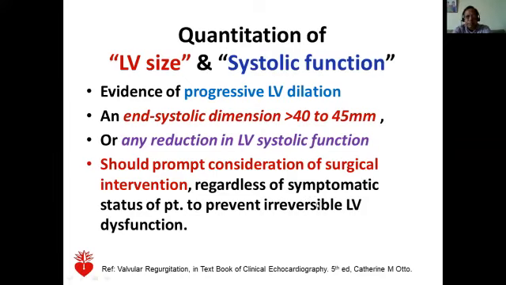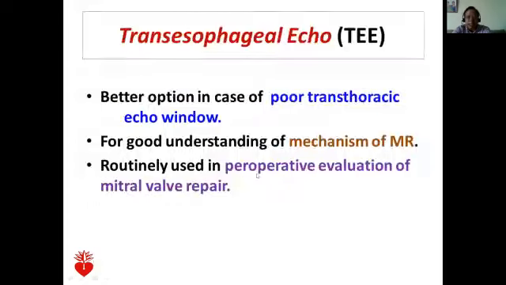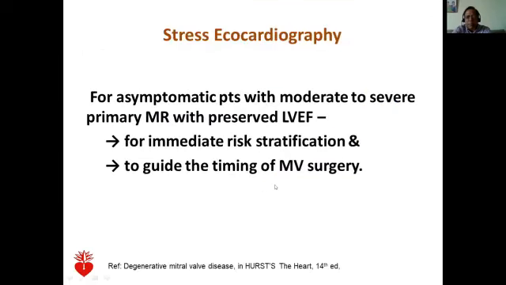Now, strain evaluation. Strain of less than minus 19.9 indicates that the LVEF corresponds to less than 50%. So it's an important tool for deciding the timing of surgery. Transesophageal echo is a better option in case of a poor transthoracic echo window, gives a good understanding of the mechanism of MR, and is routinely used in the perioperative evaluation for mitral regurgitation.